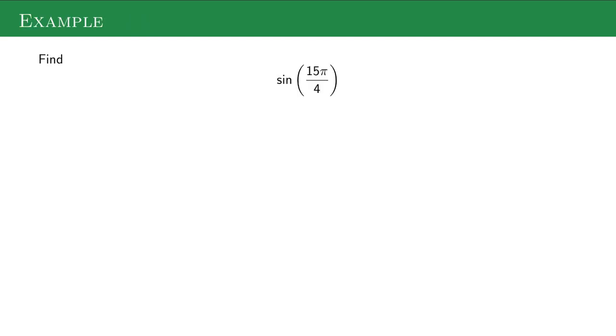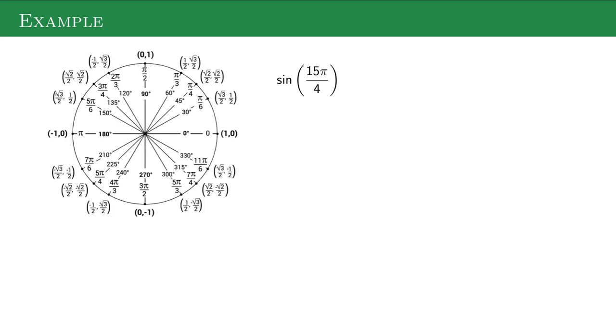So sine of 15 pi over 4. If you're trying to do any of these trig problems, you want to pull up your unit circle, and you look around and you see the biggest one is 7 pi over 4, which is smaller than 15 pi over 4. So this angle is too big. I need to subtract 2 pi. That's a full circle in radians.